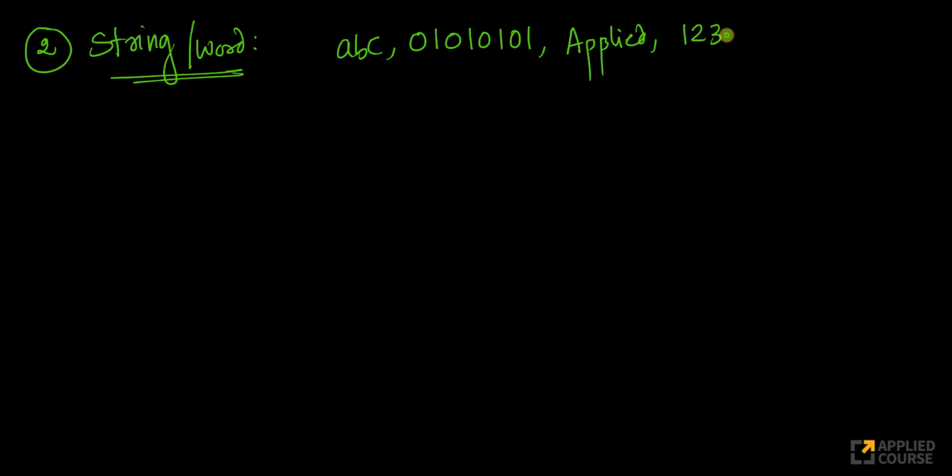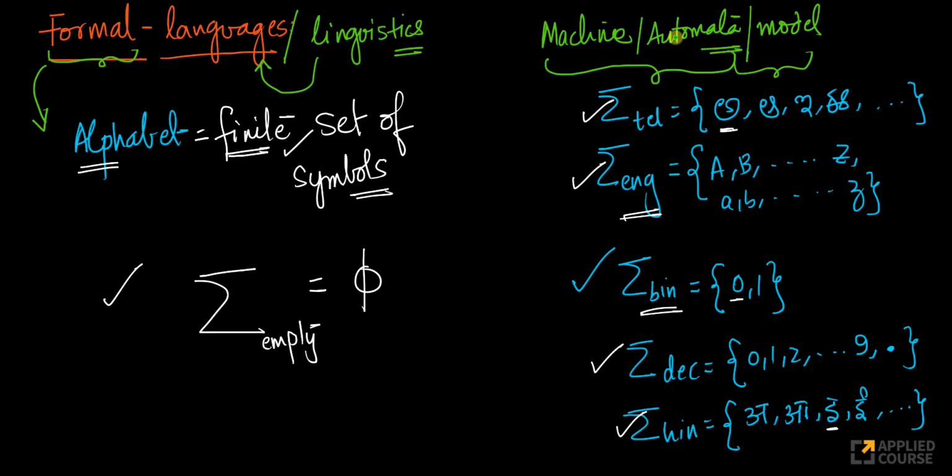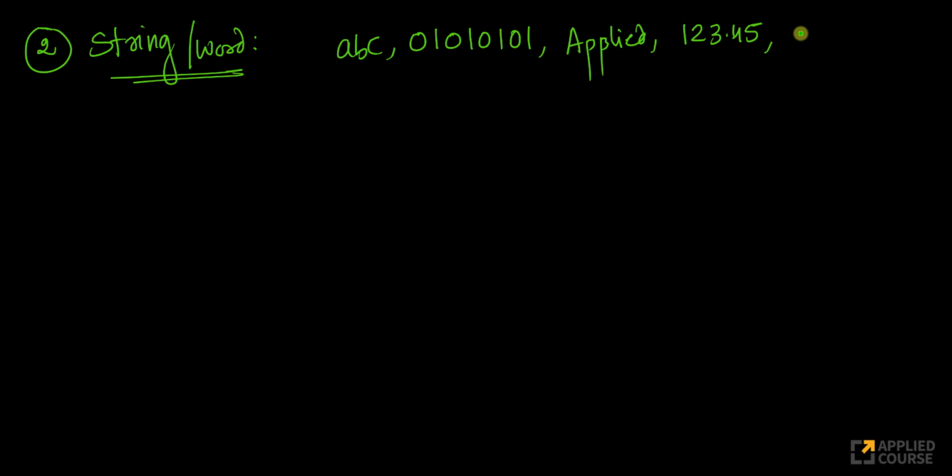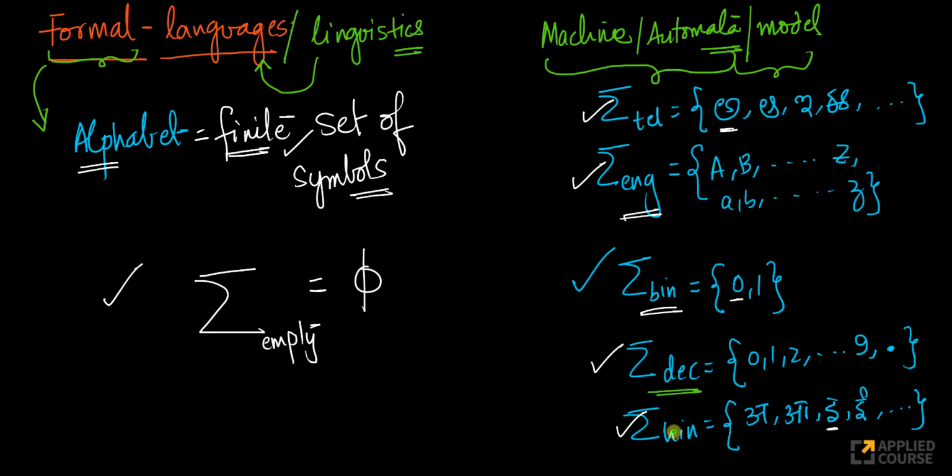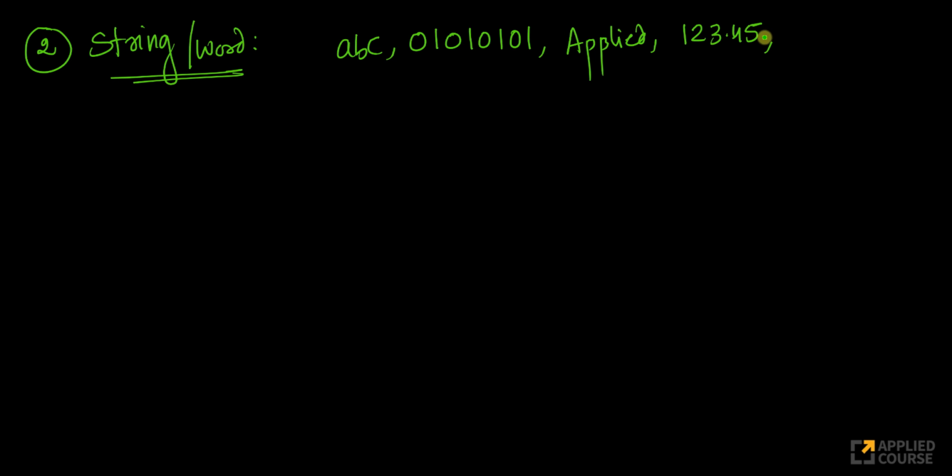Similarly, 1, 2, 3, 4, 5. This is a valid word if you look at the decimal alphabet. Similarly, I can write words in other alphabets also. I can write words in Telugu. I can write words in Hindi. Most languages which have a script, which I can write, I can compose strings or words.